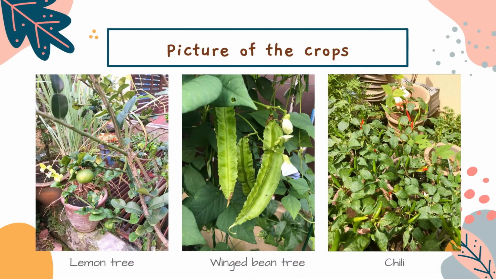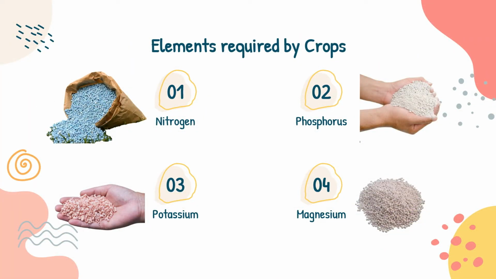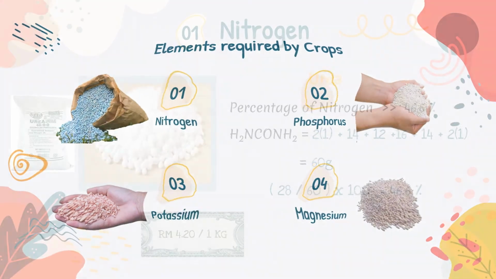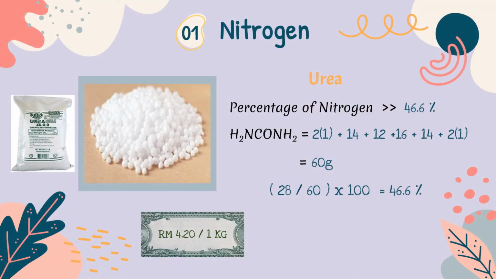Here are the pictures of the crops that we use in this project, which are lemon tree, winged bean tree and chili. There are 4 elements required by crops, which are nitrogen, phosphorus, potassium and magnesium. Let's go to the first element, which is nitrogen. There are 2 fertilizers that we chose because they are high in nitrogen content. Firstly, urea. The percentage of nitrogen that we found in urea is 46.6%.